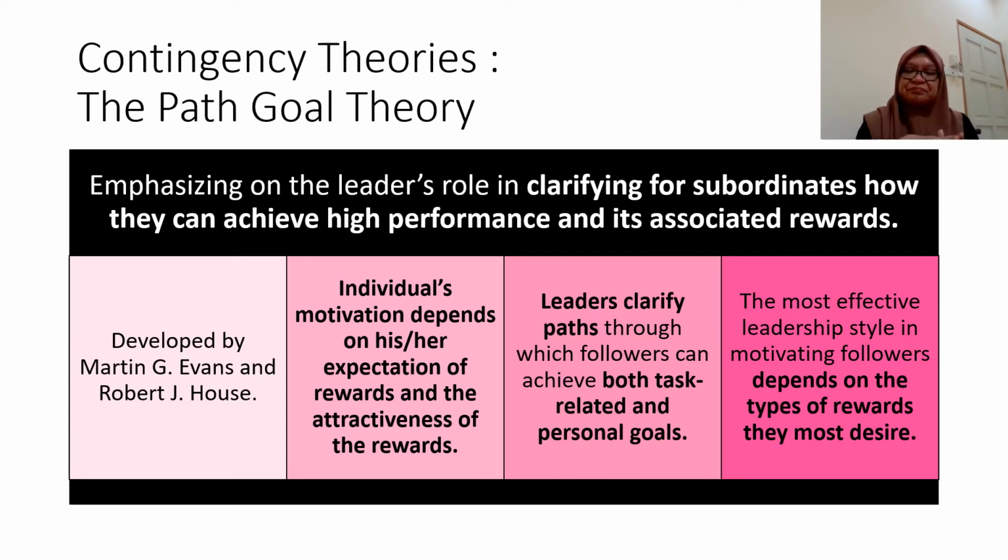It says that leaders should clarify the path through which followers can achieve both task-related and personal goals. Meaning that the leader has to show the path so that the employee knows the direction to achieve both the task goals of the organization and their personal goals. Personal goals here means the career development of the employee.